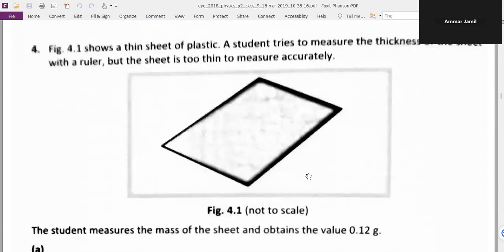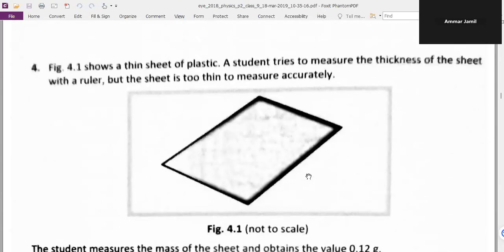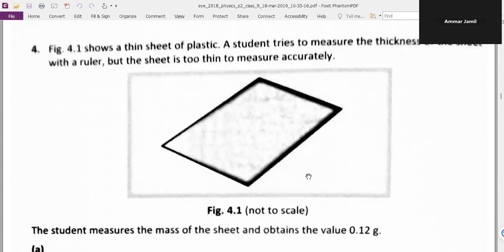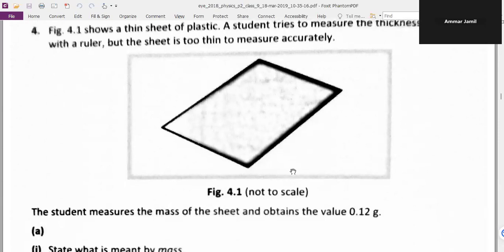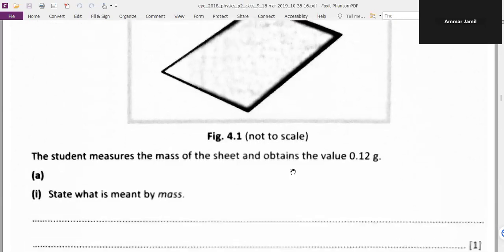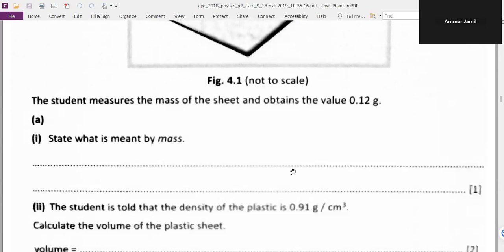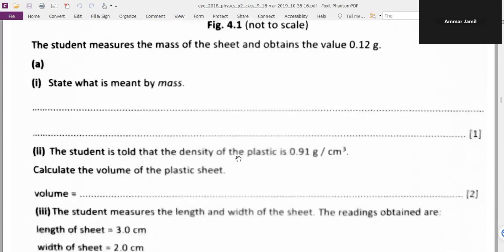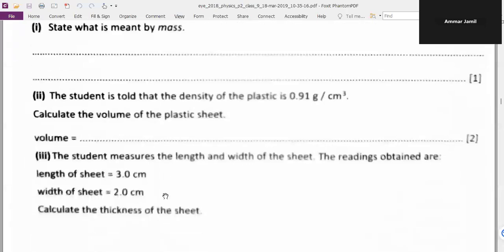Here it says that a student tries to measure the thickness of the sheet with a ruler, but the sheet is too thin. Obviously, the sheet is too thin. You can't use a ruler. What is meant by mass? The mass is the quantity of matter. The student is told that the density is 0.91. Calculate the volume. The volume will be mass divided by density, because the density is given as mass per unit volume. So we will calculate the volume here.